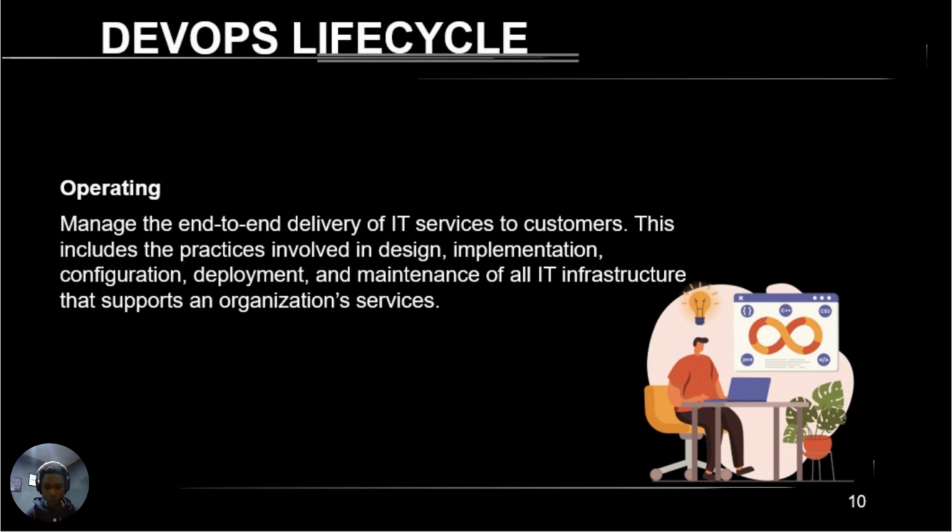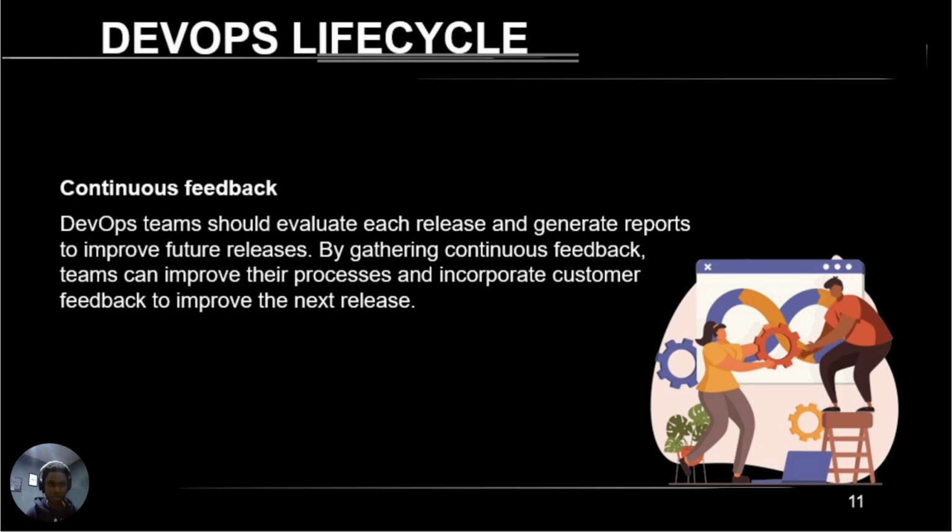It has worked on your test environment. It has worked on your production environment. So there should be no reason why it shouldn't work on the customer's device. So that assurance is there because of your continuous monitoring and continuous operation. So because of this, you can now have continuous feedback.